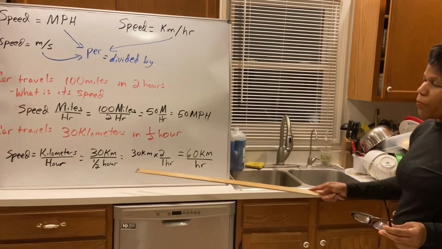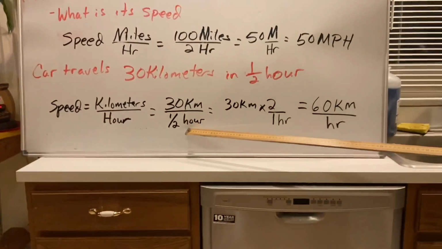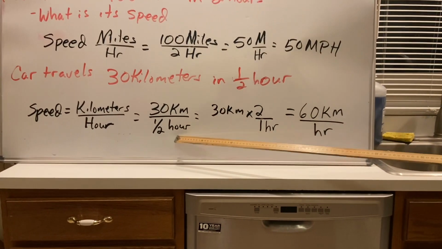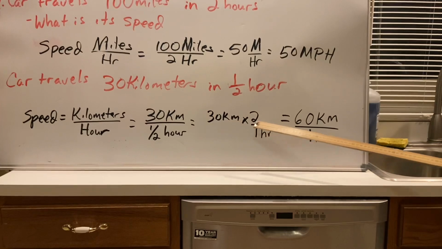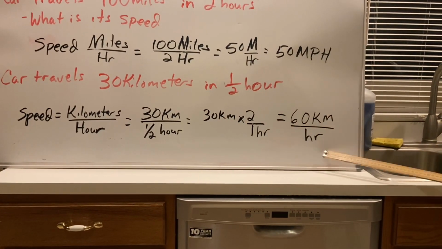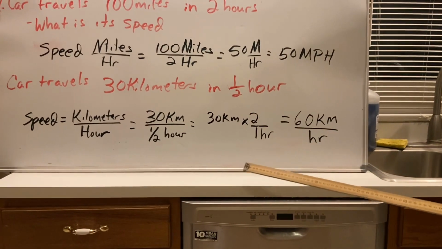Now, why do they do that? Because we have a half an hour here. So I have to flip my half an hour, right? You know that in your math class. When you divide like that, you have to flip that, right? So this 1/2 becomes 2 over 1 hour, right? So 30 times 2 is 60 kilometers over hour. This problem is a little bit more complicated, so I wanted to go over that one for you, okay?